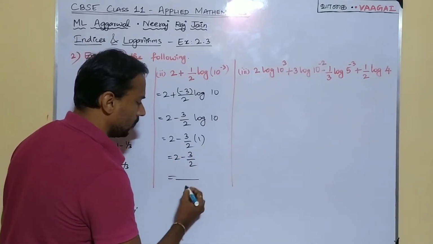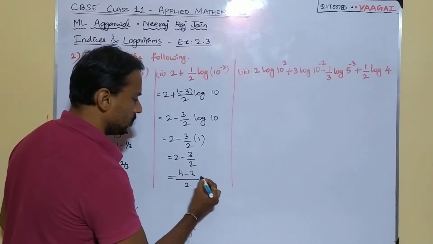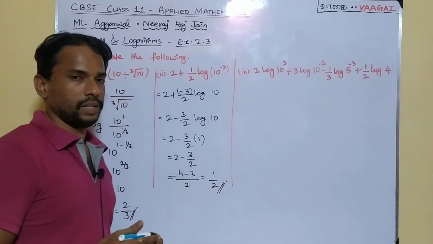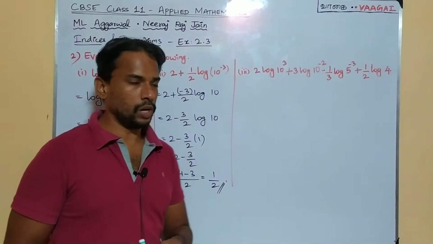So what do we have now? We can take the LCM. So we will be getting it as 2 2s are 4 minus 3. So the answer will be 4 minus 3, which is 1 by 2. So 1 by 2 is going to be the answer for our second subdivision. Okay, hope this question is also clear to you.